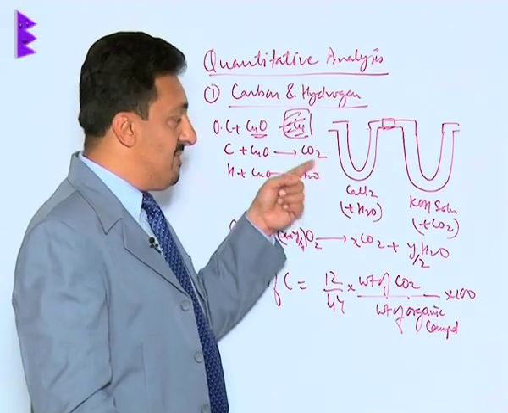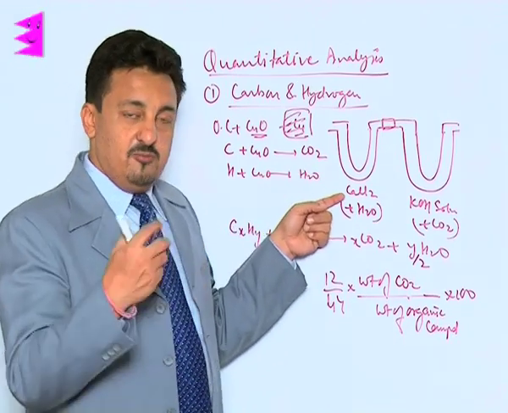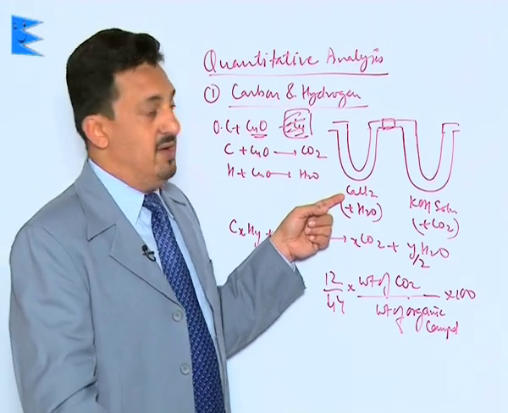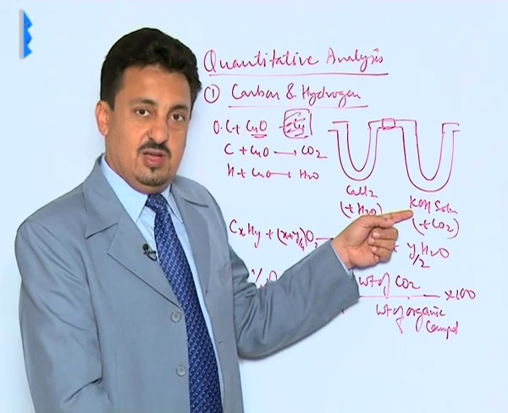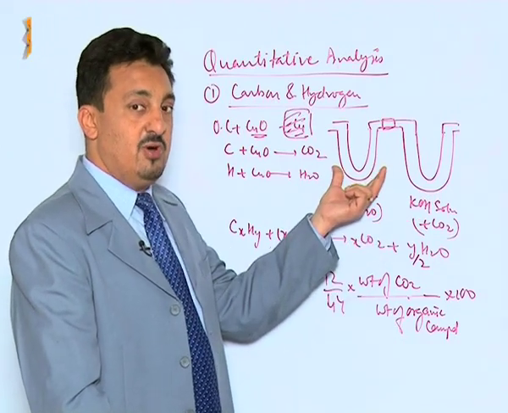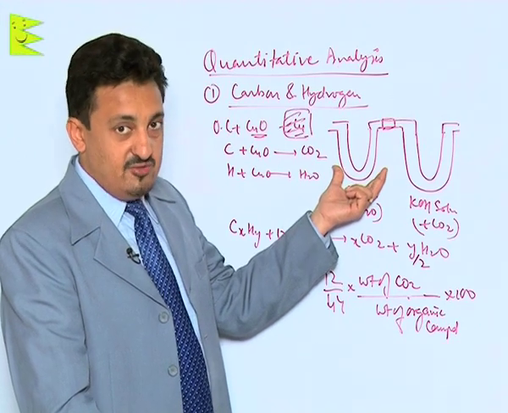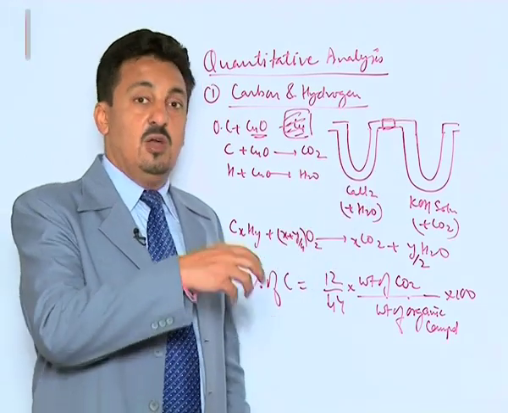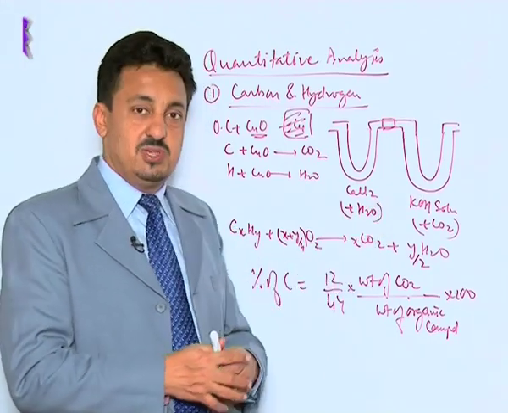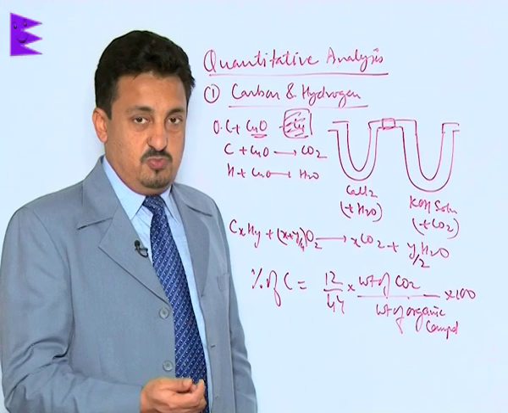Now we must know this, that the whole of the water will be absorbed by the calcium chloride, and the whole of the CO2 will be absorbed by the potassium hydroxide solution. So by finding out the change in the mass of the anhydrous calcium chloride U tube, they can find out the mass of the water produced, and by finding out the difference of the weight of the U tube of the potassium hydroxide, we can find out the mass of the CO2 produced.